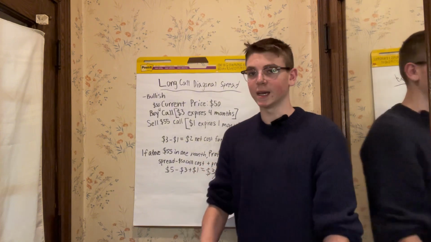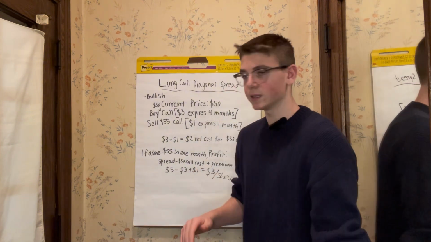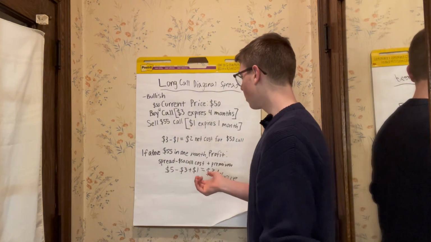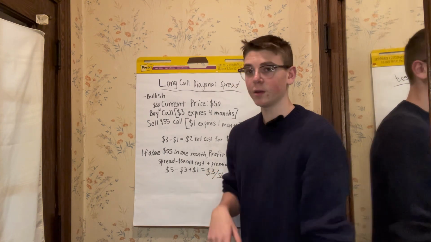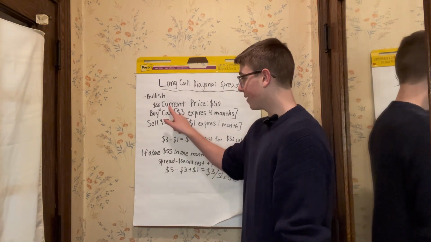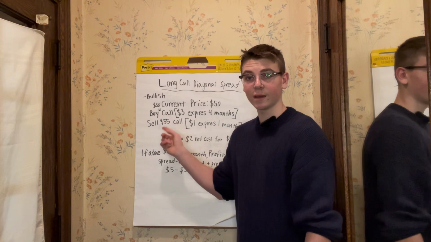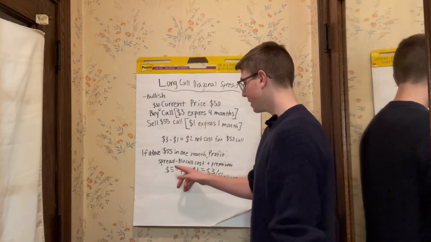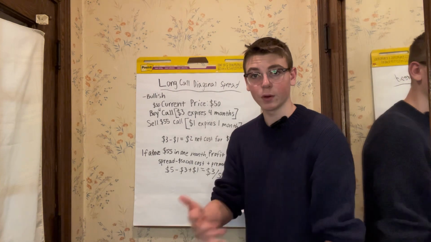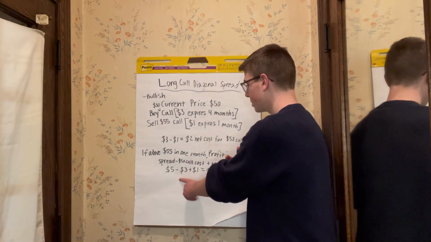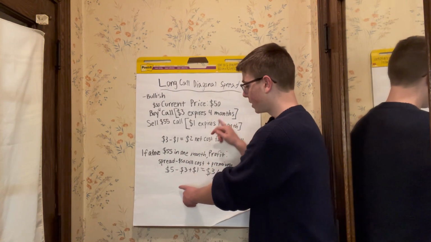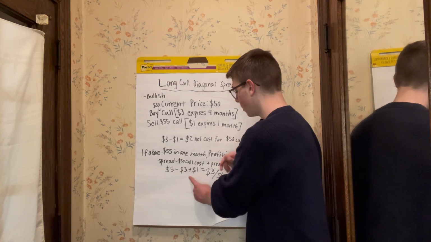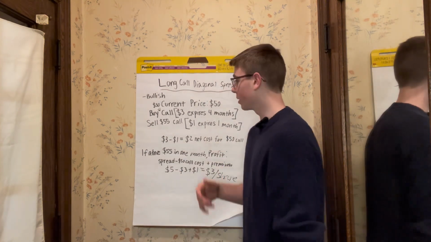But if the stock actually ends above $55 in 1 month, then our profit would be, we're going to be buying at 50 and then we'd have to sell at 55. So it would be a $5 spread, minus the amount of money we had to put in, $3, and then plus the amount we were paid, so $1. So it would be $2 plus 1, which is $3 per share.